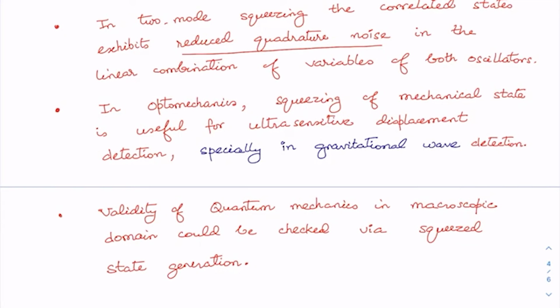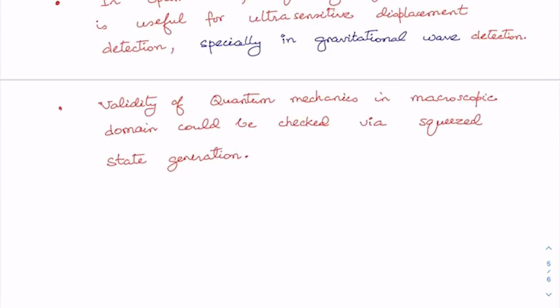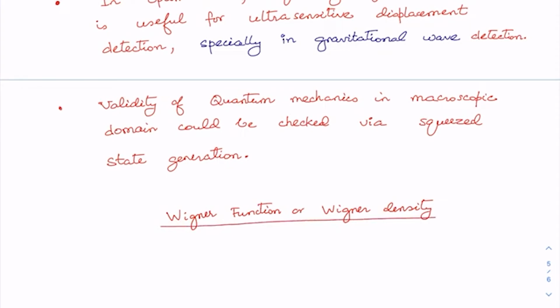In fact, let me now talk about how squeezed states can be generated in the context of optomechanics. But before I do that, let me briefly introduce you to a useful mathematical tool which is often used to discuss non-classical states like squeezed states, and this mathematical tool is called the Wigner function. Also, it is mostly known as the Wigner density. So I will just give a brief overview of what this function is.